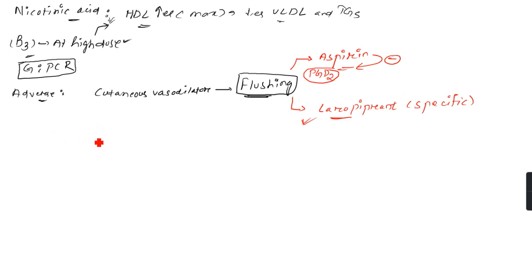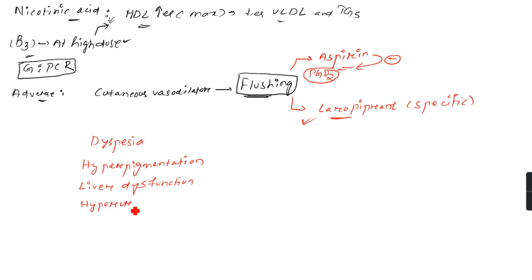Okay. Other side effects include dyspepsia, hyperpigmentation, liver dysfunction, hyperuricemia, hyperglycemia. Okay, so these are the important side effects. A question is basically asked from this region, that is, what are the side effects of nicotinic acid as a hypolipidemic drug. So you have to remember.